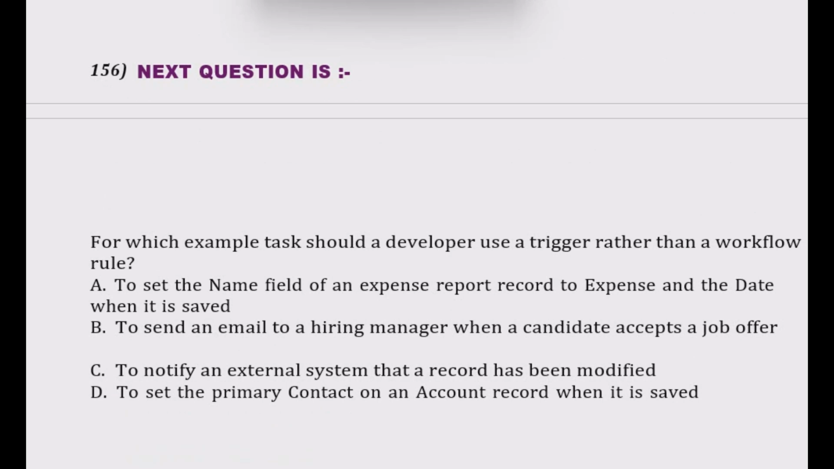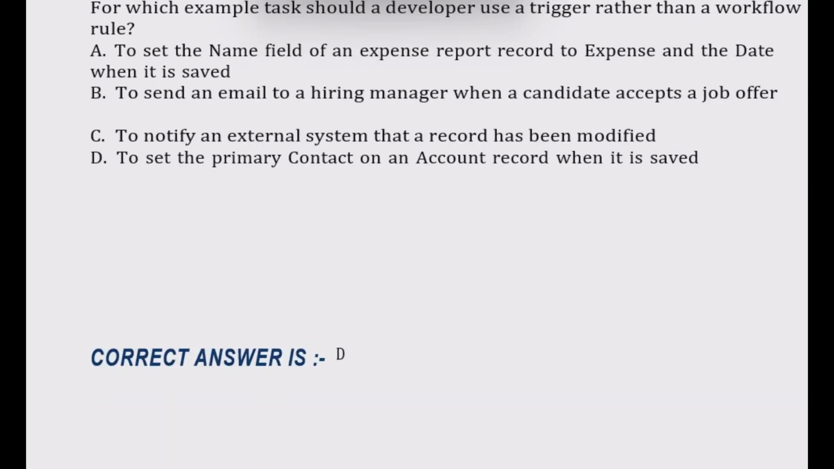Question is, for which example task should a developer use a trigger rather than a workflow rule? Option A. To set the name field of an expense report record to expense and the date when it is saved. Option B. To send an email to a hiring manager when a candidate accepts a job offer. Option C. To notify an external system that a record has been modified. Option D. To set the primary contact on an account record when it is saved. Correct answer is option D.